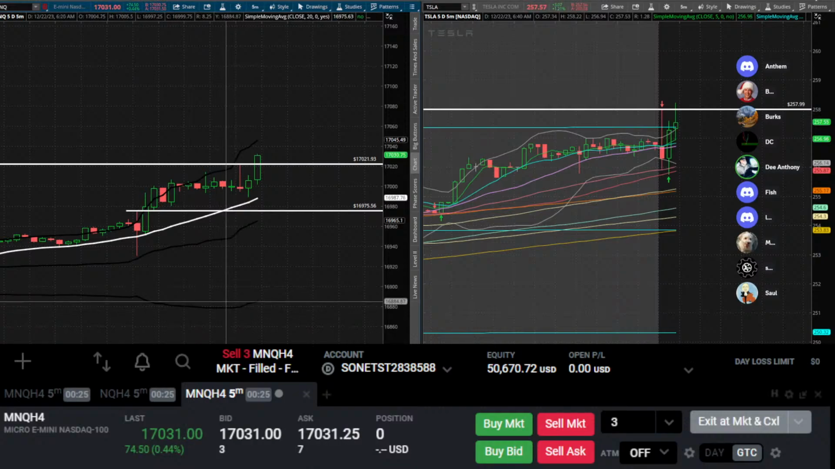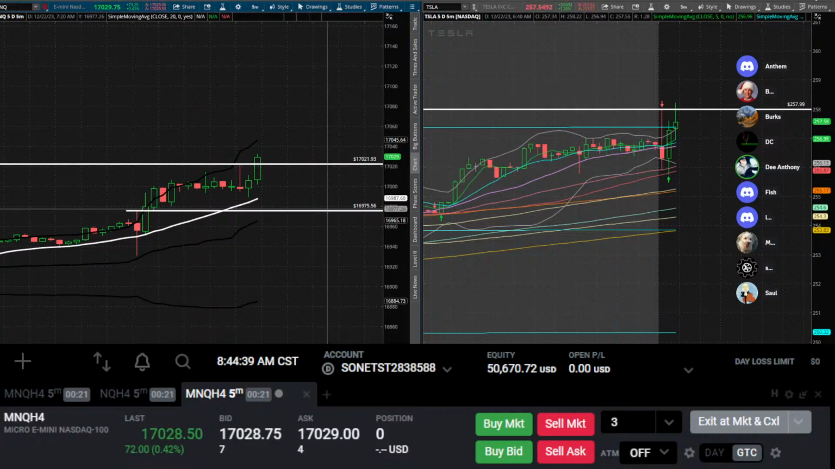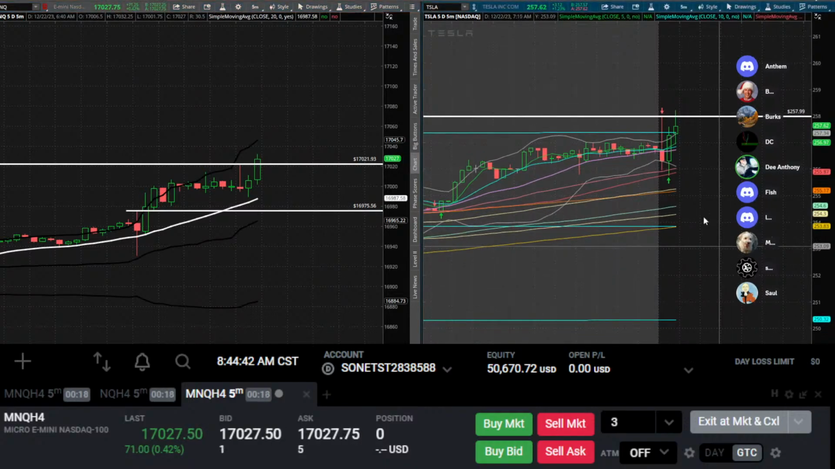Little bit of a scalp there, guys, on 3 micro contracts through that 1721. Didn't pick up much, maybe $40 or so. Just a quick scalp.